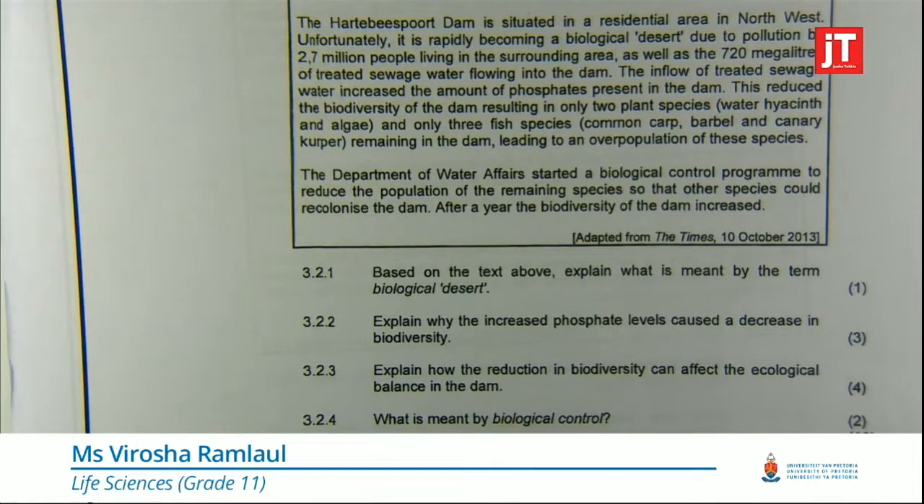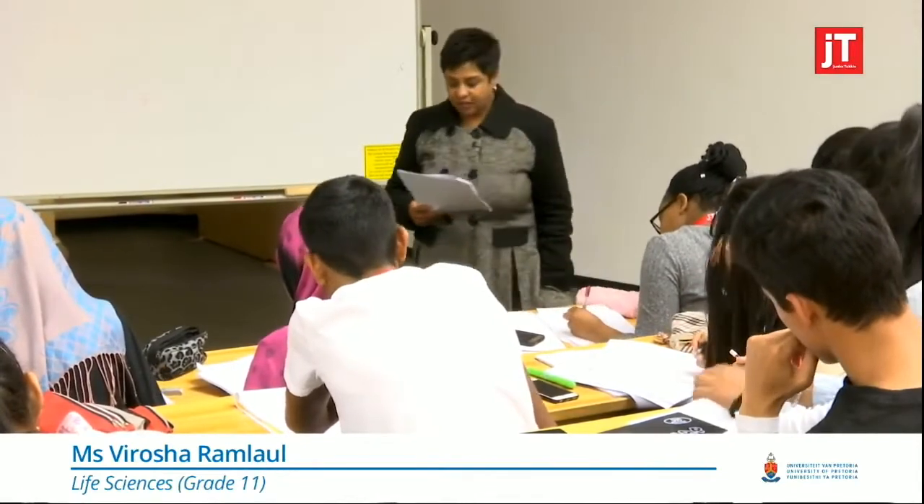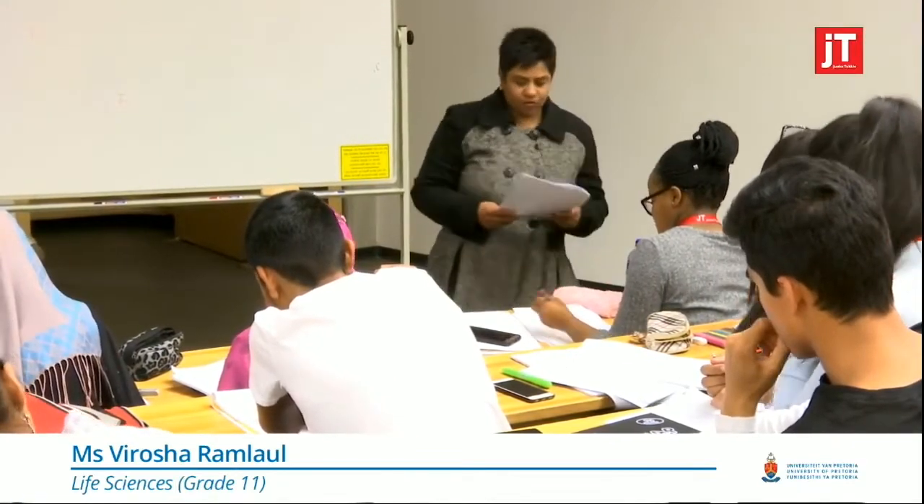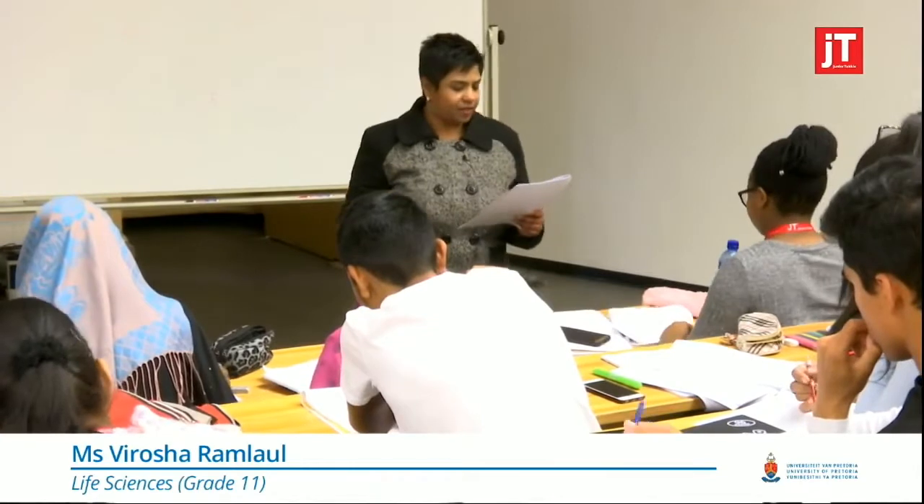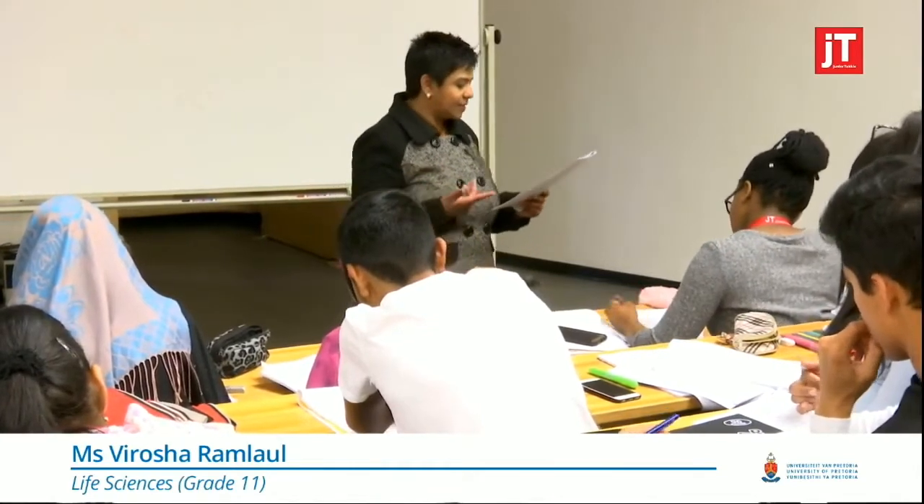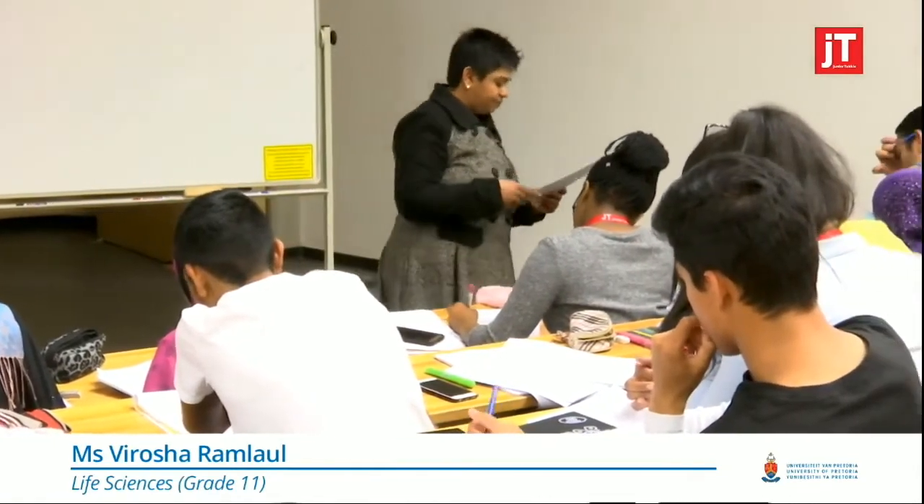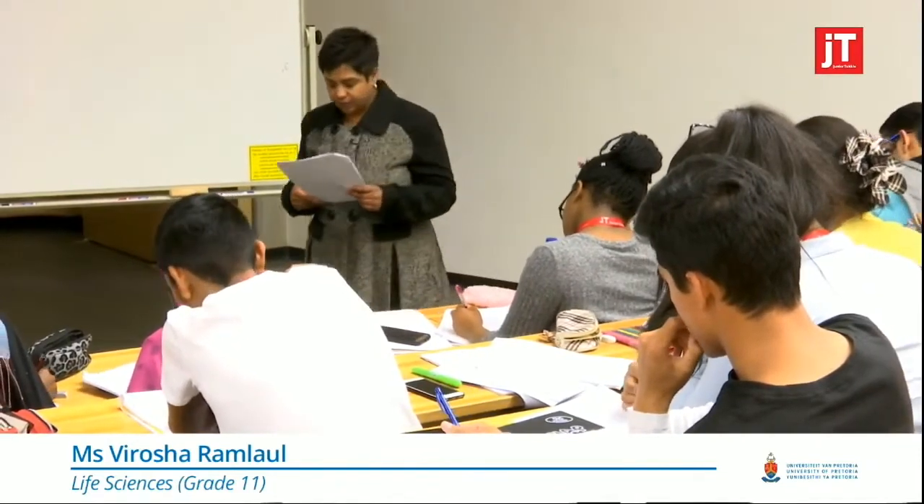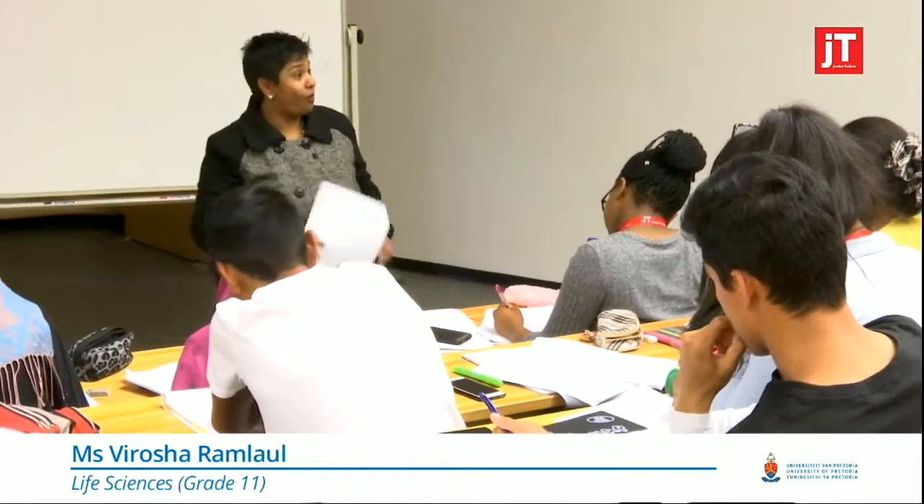Explain how the reduction in biodiversity can affect the ecological balance in the dam. 323 is actually grade 10 work. You know, when you did in grade 10, ecosystems, food chains, trophic levels, and I'm noticing from this year, 2015, they're asking a lot about it. So please make sure you know this work. So how can reducing biodiversity affect the ecological balance in the dam? How many marks? 4.